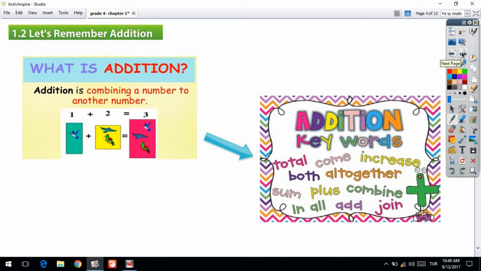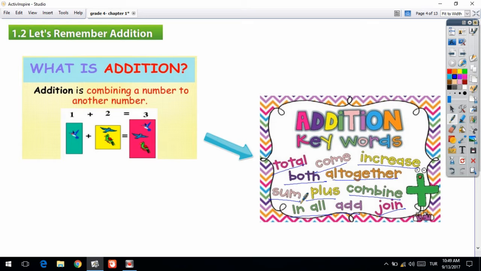Another section is, let's remember addition. Many things we have learned about addition, right? Especially keywords. Some keywords show you your operation is addition. Total, come, increase, all together, combine, join, add, plus, in all, both, sum. Don't forget, you have to know these keywords like your name. If you forget keywords of addition, you cannot get success in mathematics.